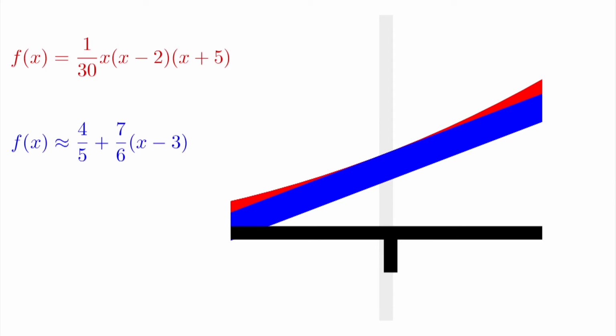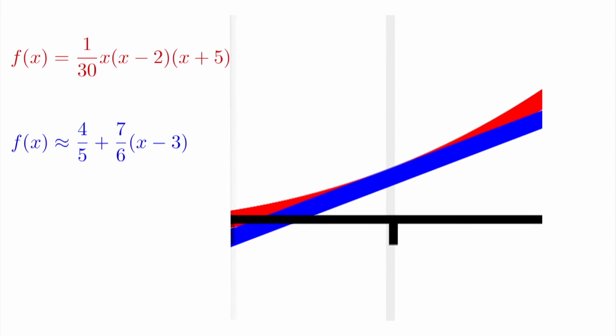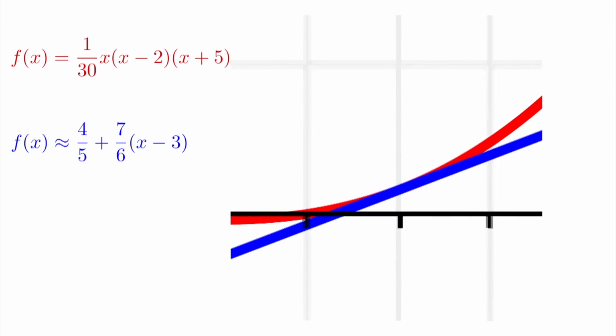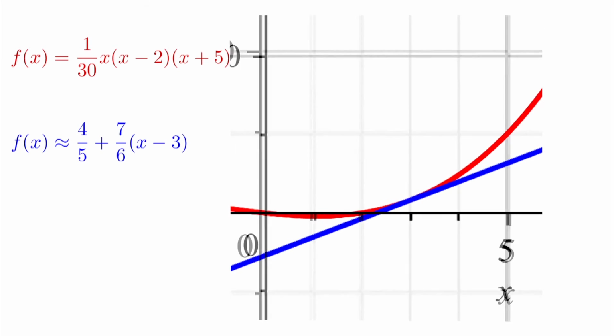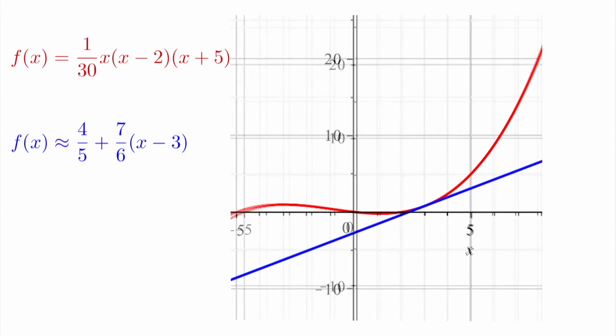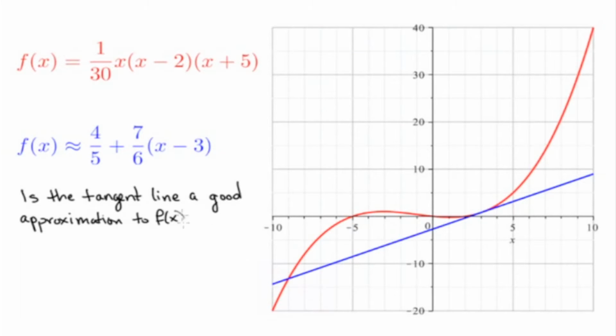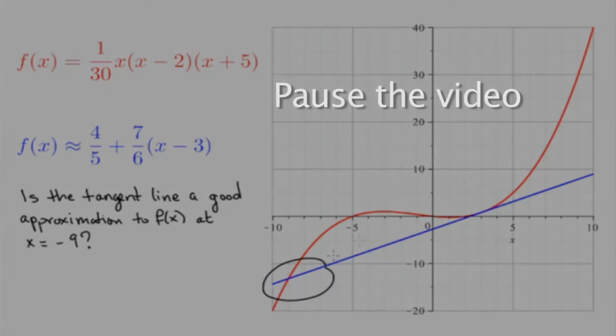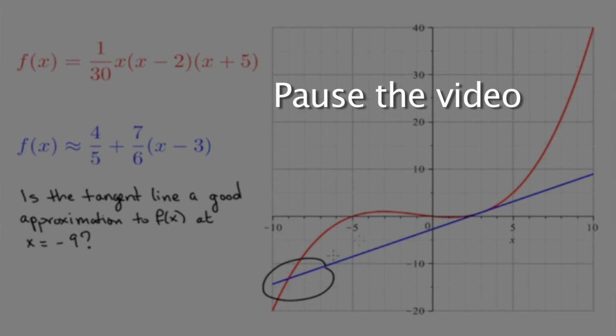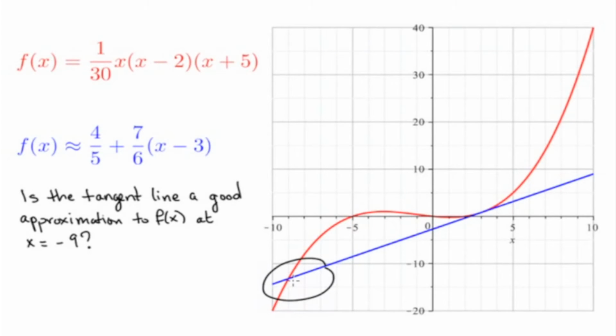Here we see the tangent line drawn in blue, the function drawn in red. The graphs demonstrate our mathematical proof that a tangent line is a good approximation near x equals 3. But the further we get from x equals 3, the worse the approximation seems. You might have noticed that the function and the tangent line intersect at x equals minus 9. Is the tangent line a good approximation for the function near x equals minus 9? No, it isn't. If we move a small distance along the tangent line away from x equals minus 9, this does not model the behavior of the function near x equals minus 9.